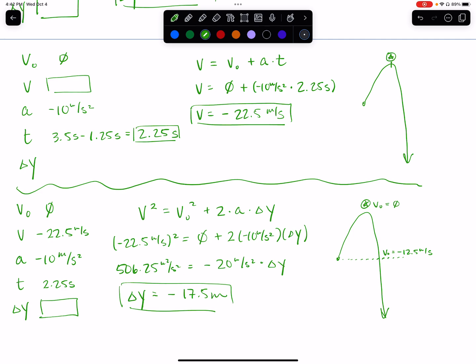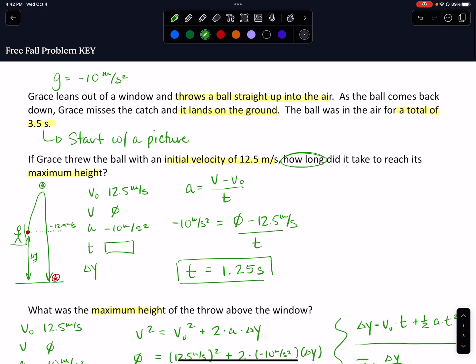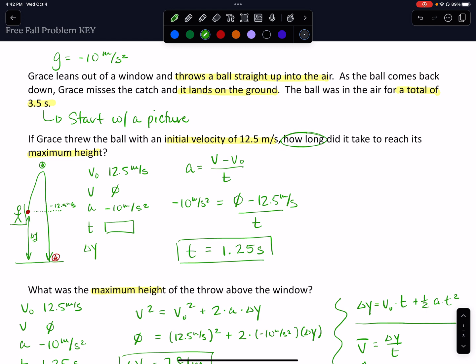One thing I talk about quite a bit in my class is the flexibility of problem solving. Having a picture and really thinking about what's going on at different points within the motion of your object is very useful in finding alternative ways to solve problems. All right, let me know if you have any questions.